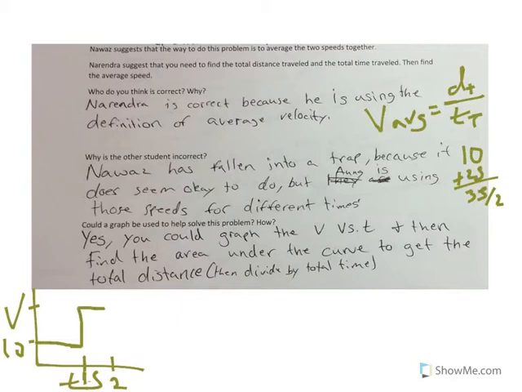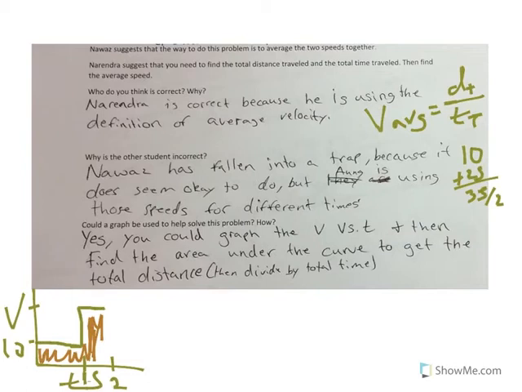And then all you'd have to do is find the area under that curve, and that would give you the total distance traveled. And then once you got the total distance traveled, you would just divide it by the total time traveled. Okay? So that's how you could use a graph.